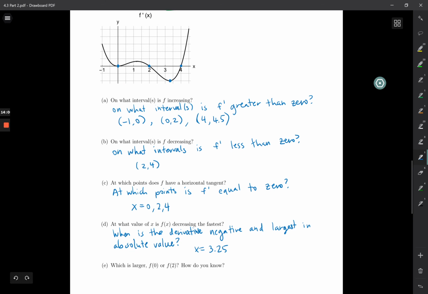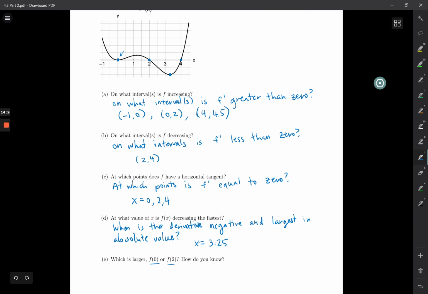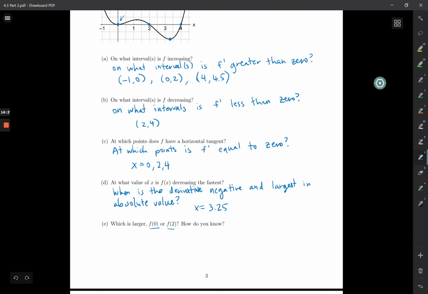Okay, so we're looking at 0 and 2, and the information we do have is that, starting at 0, we know that the derivative is equal to 0 at that point, and then it is greater than 0 on the interval 0 to 2. So f prime is greater than 0 on the interval 0 to 2. And what that means is that the function f is increasing on the interval 0 to 2.